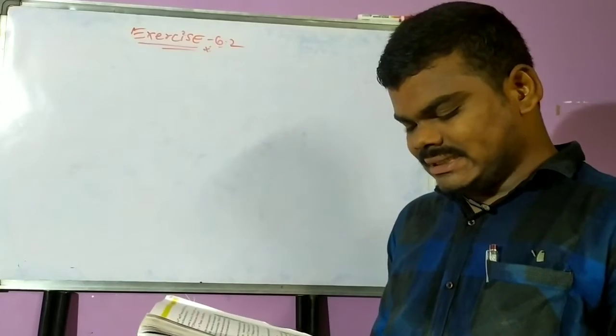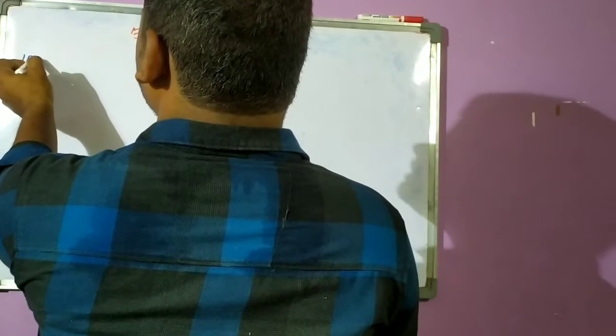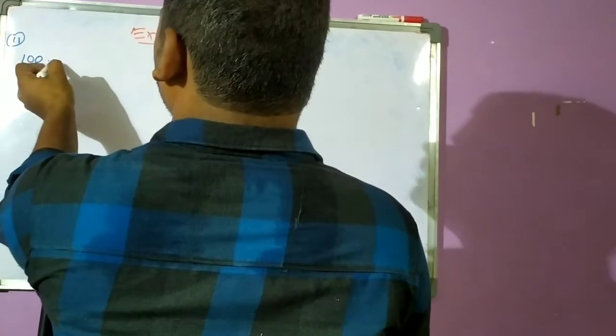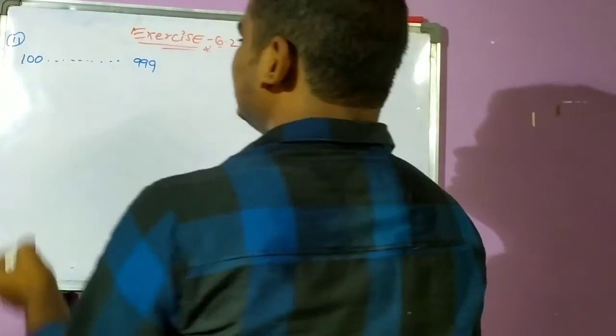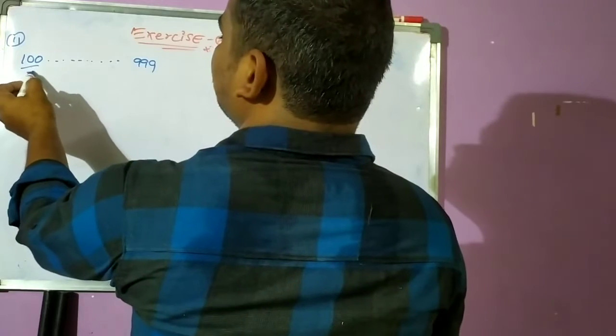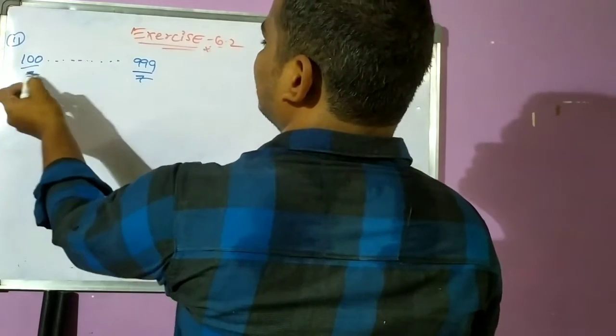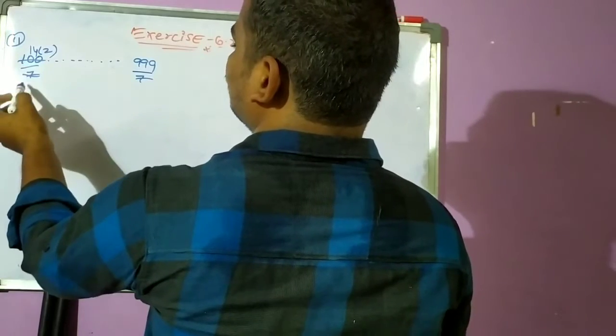How many 3-digit numbers are divisible by 7? The first 3-digit number is 100, and the last 3-digit number is 999. Is it divisible by 7? No, this is also not divisible by 7. 7 ones are 7, 7 fours are 28, and the remainder is 2.